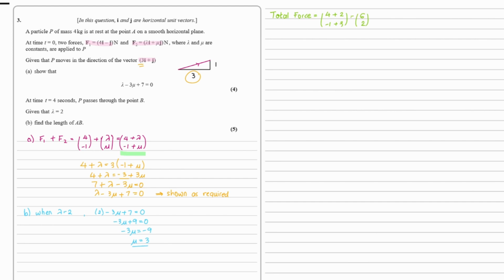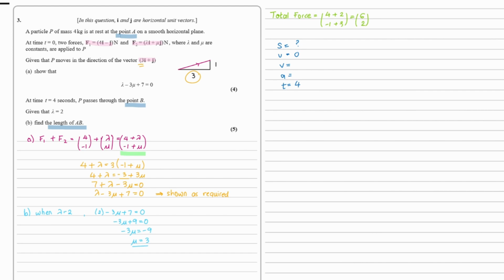So because the question is asking to find the length of AB, that means we are looking for the distance between the point A, where it started, and point B, which is where it is after 4 seconds, which means we can now use SUVAT to help us find this displacement. The initial velocity is going to be 0. We don't know the final velocity. We can find the acceleration, and t is equal to 4.